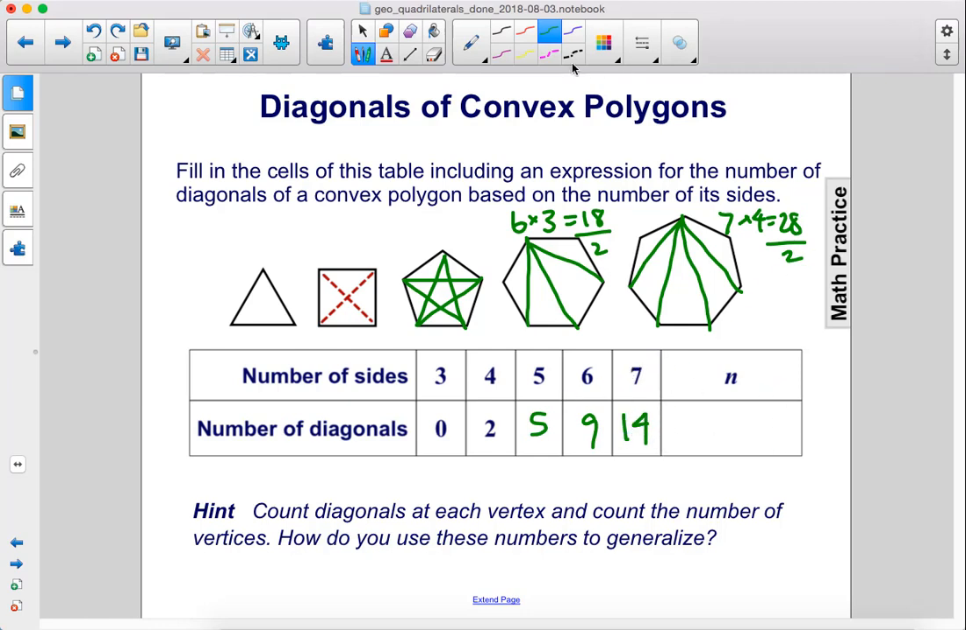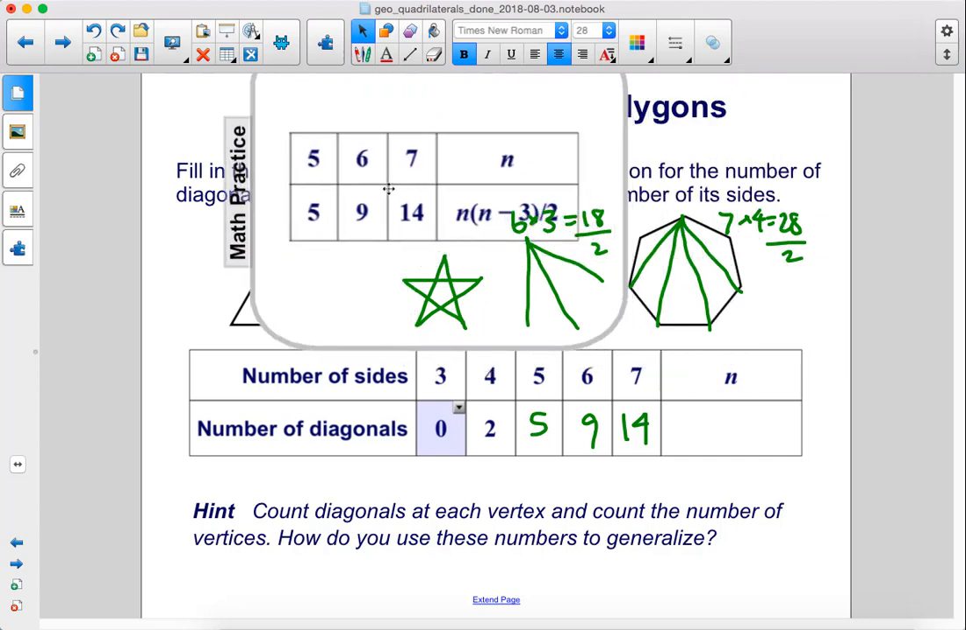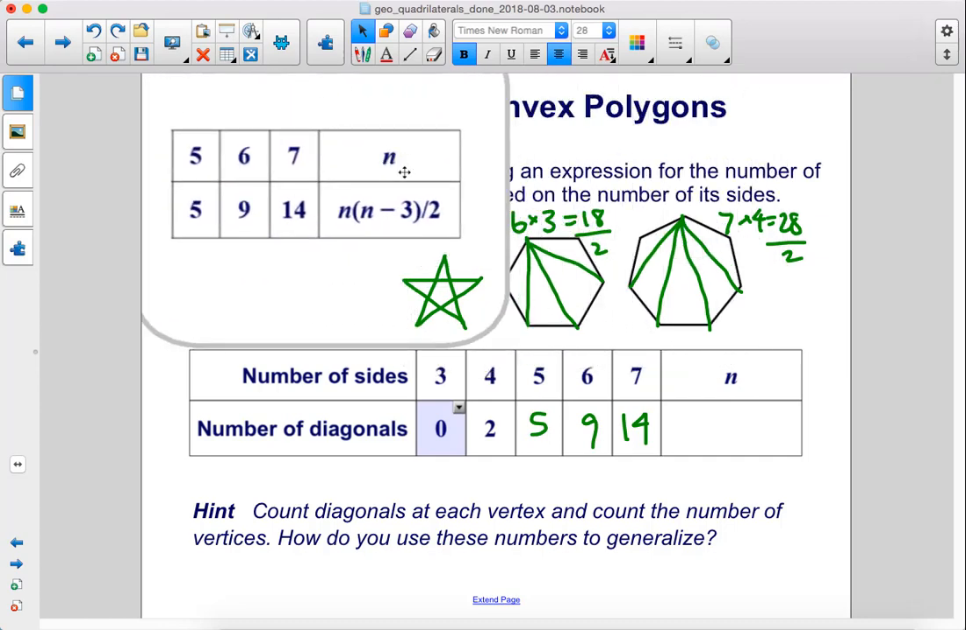So what is our rule for determining the number of diagonals? It is right here. For n amount of sides, we have n times n minus 3, divided by 2, and that gives us the number of diagonals.